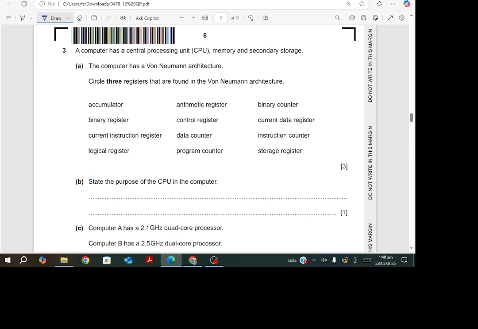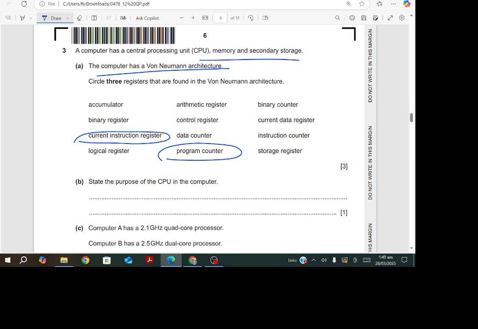okay. A computer has a CPU, memory, and secondary storage. Computer has von Neumann architecture. Then we have to circle three registers that are found in the von Neumann architecture. Yes. What are the three registers which are involved in von Neumann architecture? First of all, CIR, current instruction register. Then we have program counter, and then they haven't specified MAR and MDR.